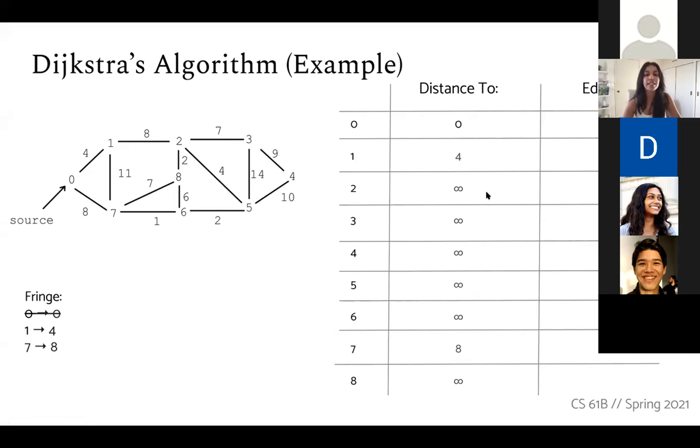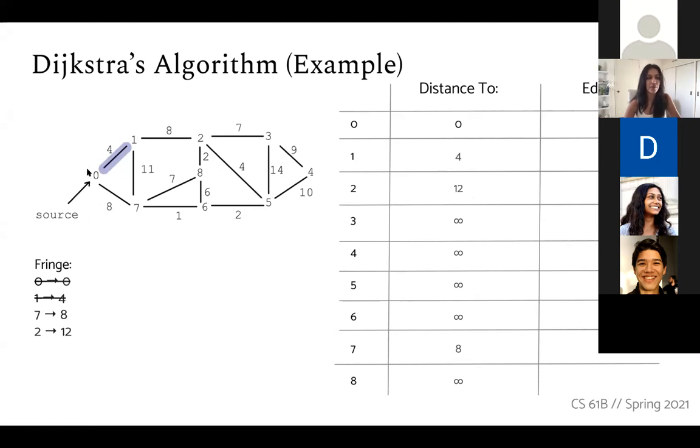For 2, however, since 2 has not been touched at all, we're still at infinity. And so for 2, we can automatically put in the new weight, which is 12, because 0 to 1 is 4, and then 1 to 2 is 8. So 4 plus 8 is 12, and we can update that. But 7 will remain the same. And so now we have 1. 1's been popped, and so it's been visited. The way that I'm treating visited nodes is in the fringe, if they're crossed out, that means they've been visited. Additionally, I will be maintaining the shortest path tree using the highlights.